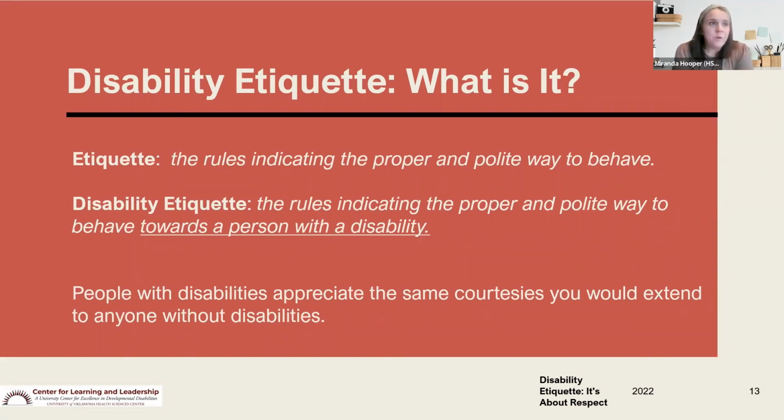And so when we're thinking of disability etiquette, we know etiquette is just the polite and proper way to interact with people. It's the exact same thing for people with disabilities. We're still just thinking of respectful ways and polite ways to interact with somebody. So in that example of the grocery store, it's okay to explain, oh, well, he uses a wheelchair. You're not offending the person that uses a wheelchair. They're very aware that they use a wheelchair.